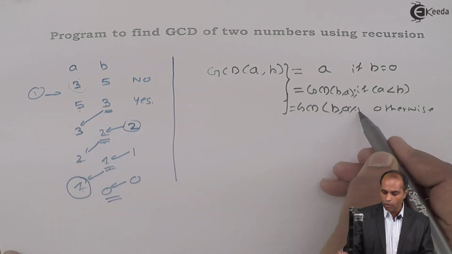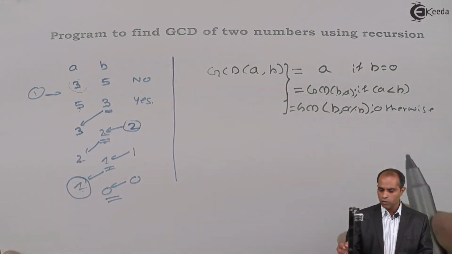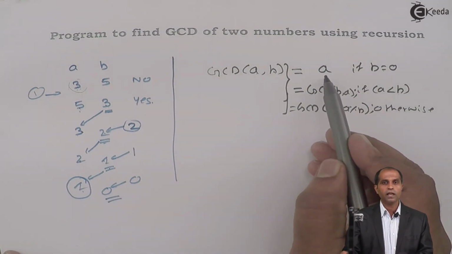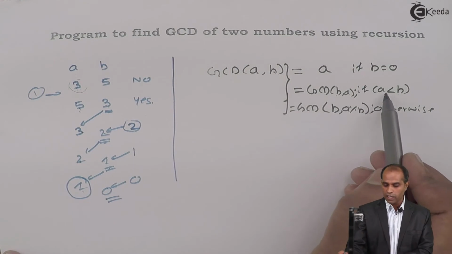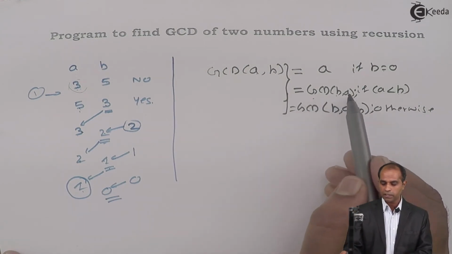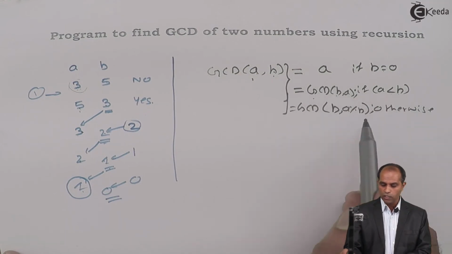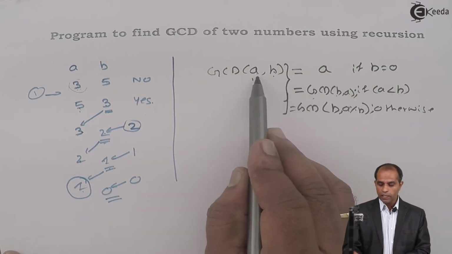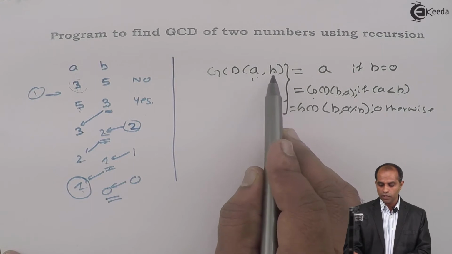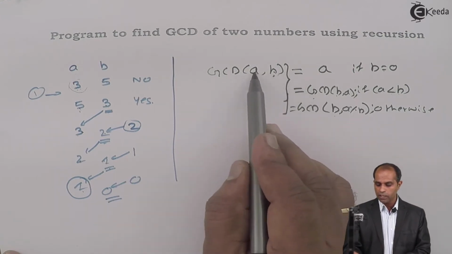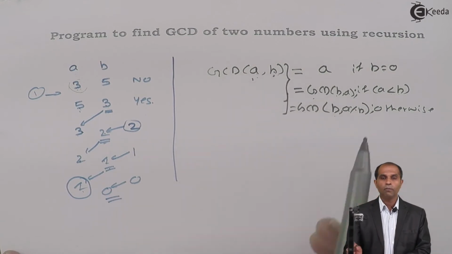So it's A mod B. A simple way to remember: check the second number. If it is 0, then A is the GCD. If not, check if A is less than B, then call GCD by passing the second as the first and the first as the second argument. Otherwise, if A is greater than B and B is not 0, then the first number will always be the second number, that is B, and the second number is the modulus of these two, A mod B.